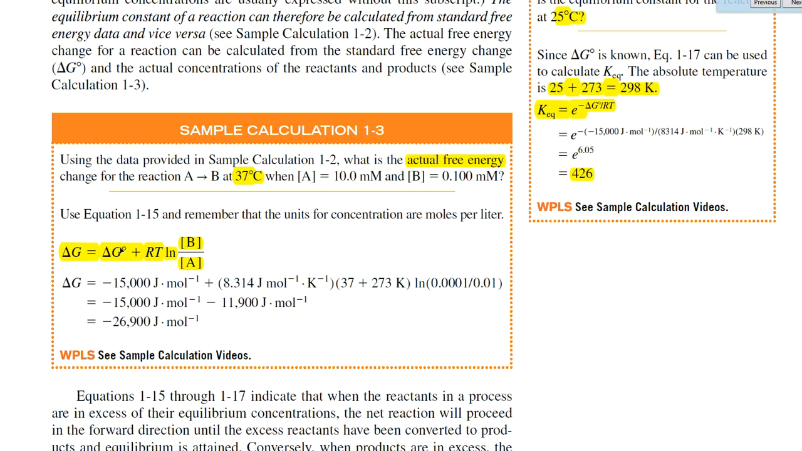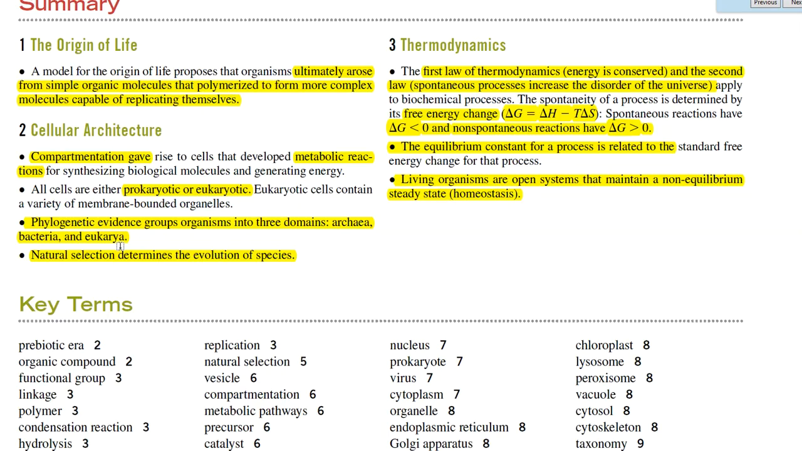Then we learned the standard free energy change, and we understood the K equivalent calculation with the help of standard free energy change. Then we learned that if del G is less than 0, it is a spontaneous reaction, and del G greater than 0 will be a non-spontaneous reaction.